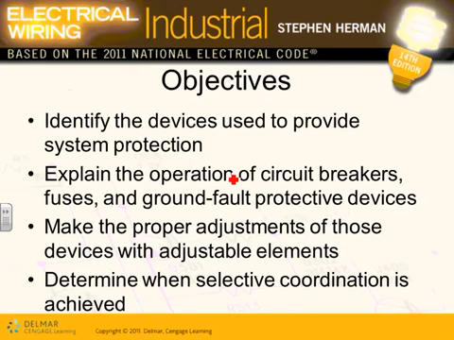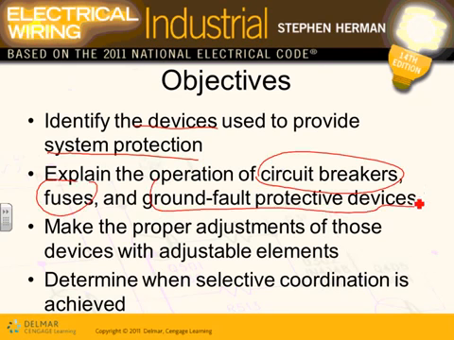So, system protection. A couple of things about system protection, guys. Identify devices that we can use for system protection, which is basically fuses and circuit breakers. We will talk, guys, about the circuit breakers as part of the overcurrent protection device, the fuses, and something called ground fault protection devices. So these are the three things that we use to protect from overcurrent.